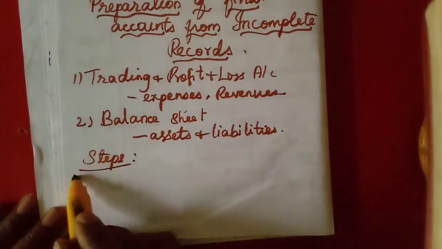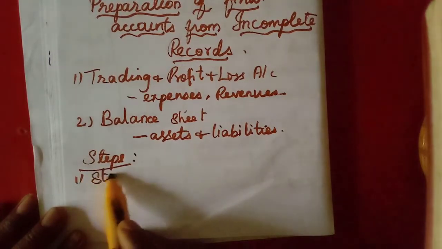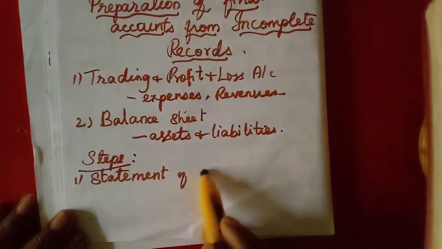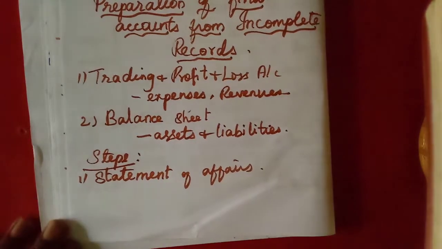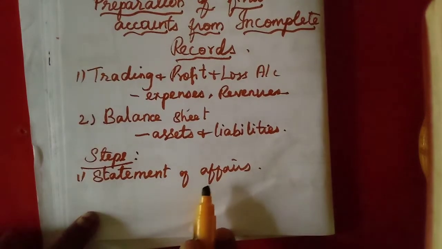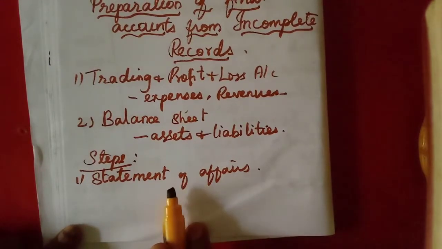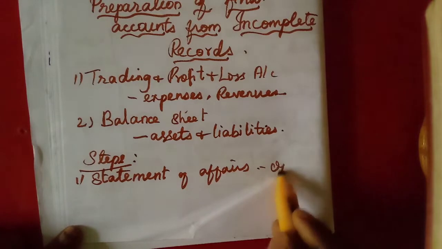What is the first step? We have to prepare the statement of affairs. We know already this one, isn't it? Last year itself we have learned statement of affairs. From the statement of affairs we calculate the opening capital or closing capital. Usually here they will ask us to calculate the opening capital. That statement of affairs will be given. So we can calculate the opening capital.